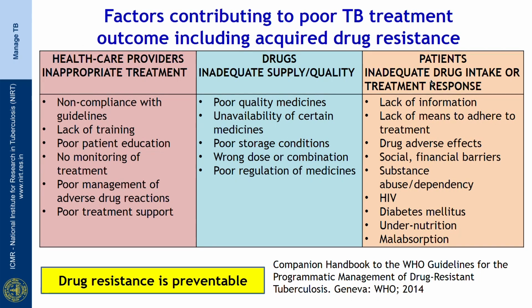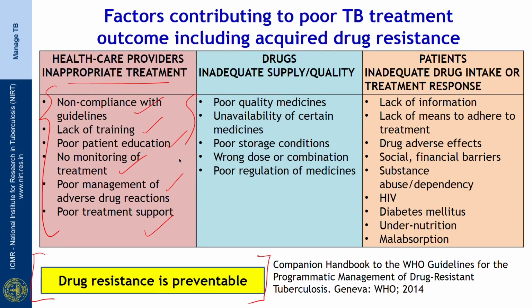So, this is the final slide of my session which shows that drug resistant TB is preventable considering the challenges it poses in terms of management. Because if you see, the factors that contribute to acquired drug resistance can be divided into 3 different categories. From the healthcare provider perspective, it might be due to inappropriate treatment, which is due to non-compliance with guidelines, lack of training, poor patient education, no monitoring of treatment, poor management of adverse drug reaction and poor treatment support. So, it is important that all these factors are addressed to prevent drug resistance.